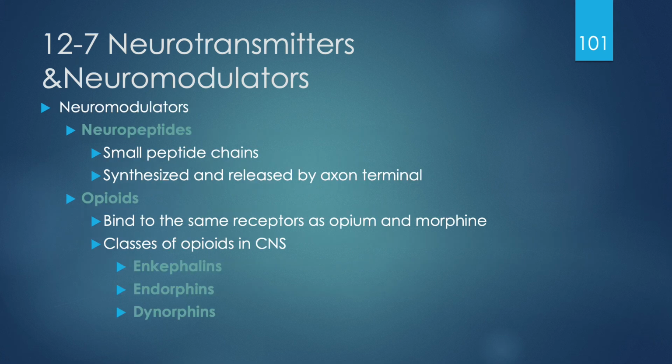Neuropeptides are one type of neuromodulator, and these are really just small peptide chains that are synthesized and released by the axon terminal. Opioids are one such type of neuropeptides, and these are obviously very important in pain control for people. So oid meaning resembling, and opi being opiate. So we're talking about opium and morphine specifically. An opioid is a drug that is similar to opium or morphine, and it's going to bind to the exact same receptors as opium and morphine. Several classes of opioids that are present in the central nervous system are enkephalins, endorphins, and dynorphins.